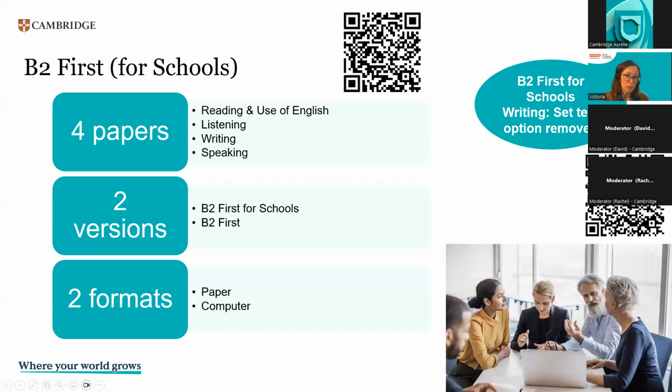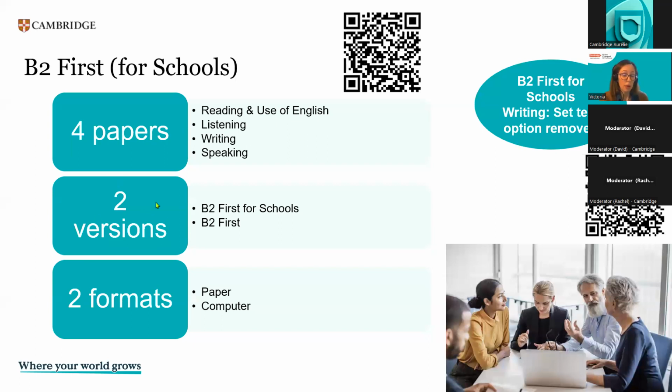Right, so B2 First for Schools. I'm not going to talk too much about this, because if you're preparing for the exam, I'm sure you know this better than me. So 4 papers: reading and use of English, listening, writing, and speaking. The main update that I would like to share at this point is that in the writing paper part 2, there used to be a set text option. This set text option was removed in January. Okay, so it's no longer available.